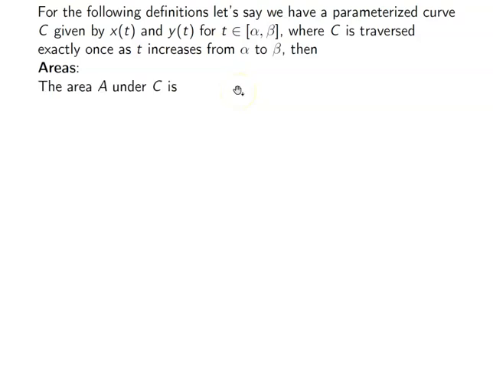Okay, so the first thing we'll cover is an area. So the area A under our curve C is given by the integral from alpha to beta, y of t times x prime of t. Okay, and basically, if you look at this, this really looks very similar to what we would have for integration by parts, right? Where we have a function and its derivative, and then we're looking for which one we're integrating, which one we're differentiating. So the same substitution that we would use to form the formula for integration by parts is how we got here.